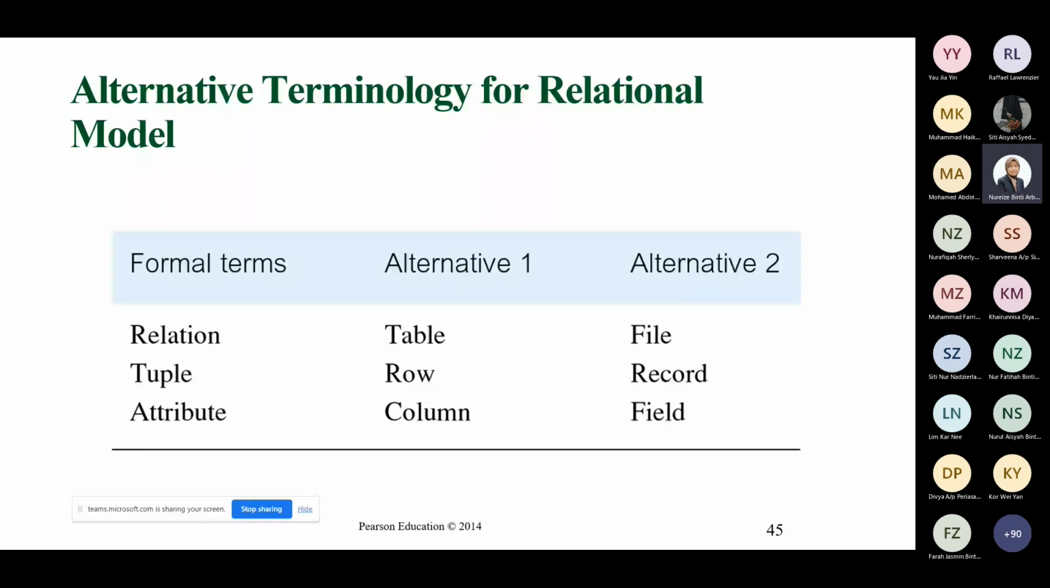You can select either one, but make sure it is consistent. If you use relation, then it is followed by the tuple and also the attributes. And if you use a table, usually we use row and column. The same goes for file, record, and field.